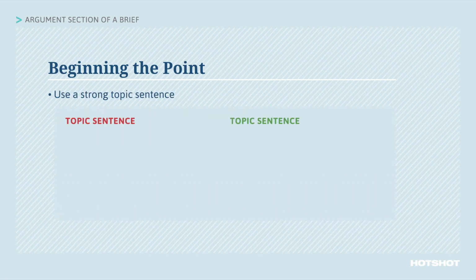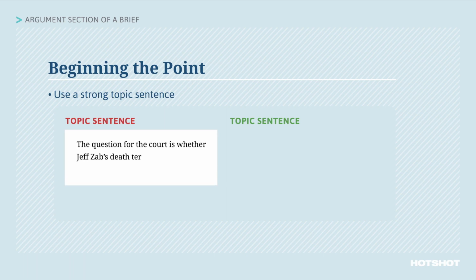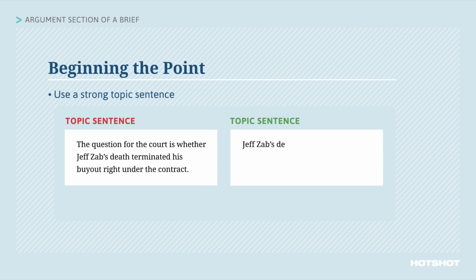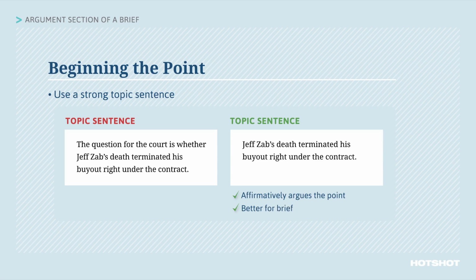Compare these two topic sentences. The question for the court is whether Jeff Zab's death terminated his buyout right under the contract, and Jeff Zab's death terminated his buyout right under the contract. Both sentences set up the issue, but the second affirmatively argues your point, so it's better for a brief. The first one only states the question neutrally, like in a client memo.